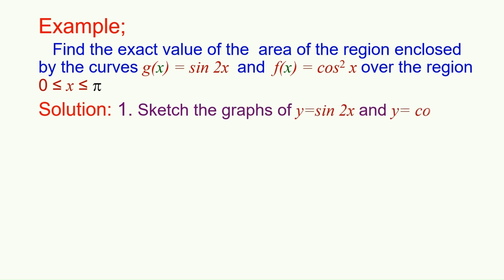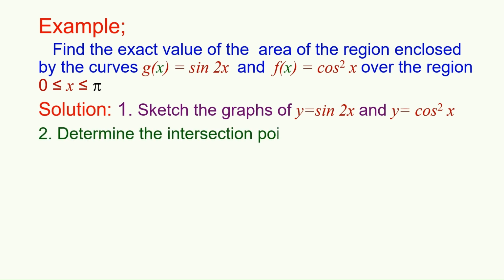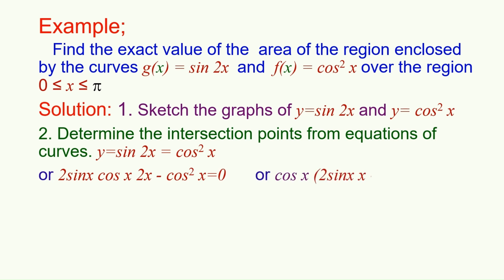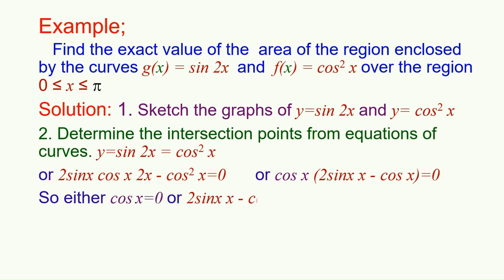Solution. 1. Sketch the graphs of y equals sine 2x and y equals cos squared x. 2. Determine the intersection points from the equations of the curves. y equals sine 2x equals cos squared x, or 2 sine x cos x minus cos squared x equals 0, or cos x (2 sine x minus cos x) equals 0. So either cos x equals 0 or 2 sine x minus cos x equals 0.